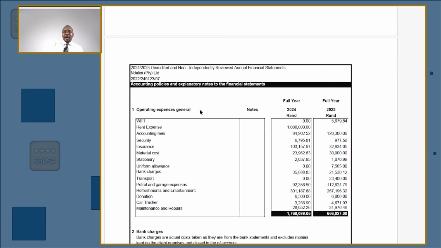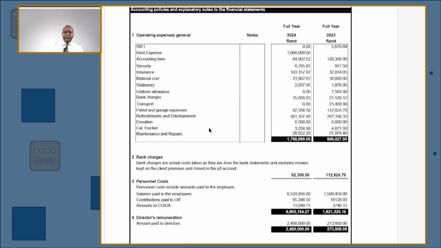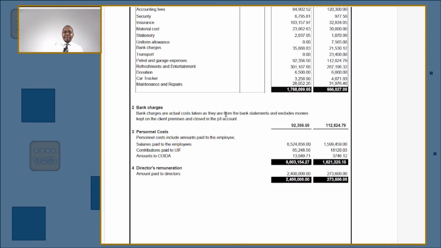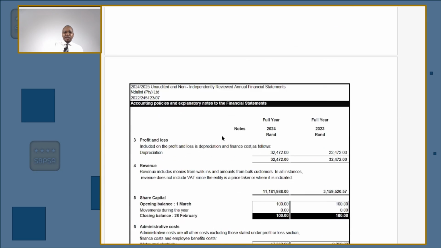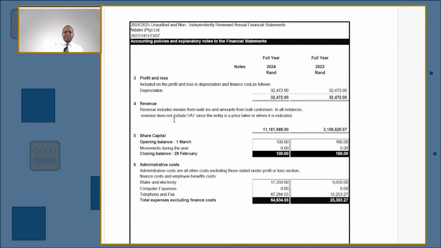One of the things that we need to understand when we are recording financial statements is whether the entity is a VAT vendor or not. So you will see that we are talking about that when we are talking about revenue, but it's not only relevant to revenue, it's also relevant to the expenses as well.